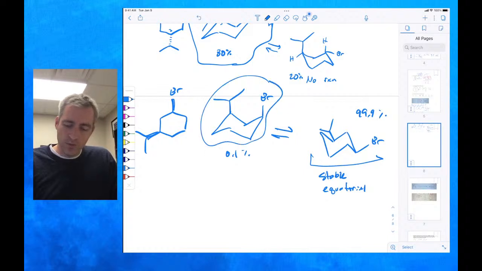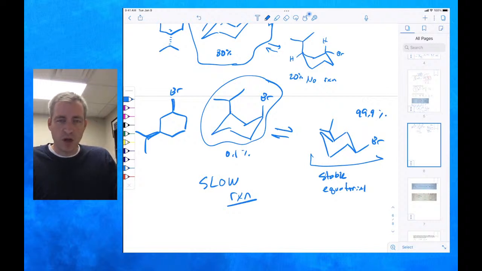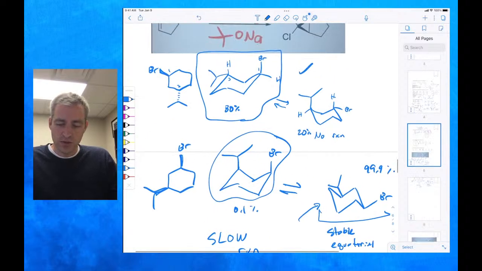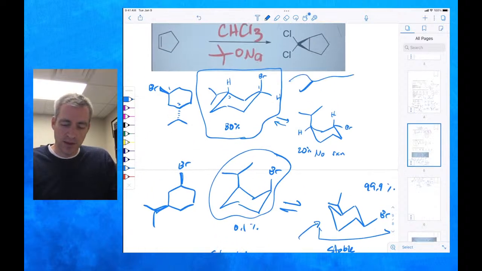This is the only form that can undergo the reaction because this is the only one with the bromine axial. So this overall is going to have a very slow reaction because it's almost always in the conformation that cannot react, which is this one over here. As opposed to this one, where most of the time it is in the conformation that can react.